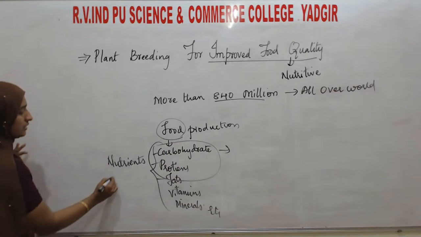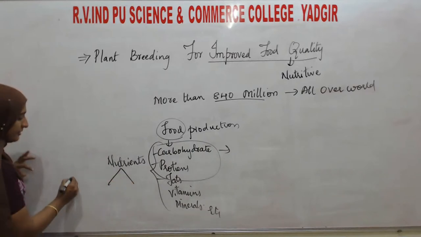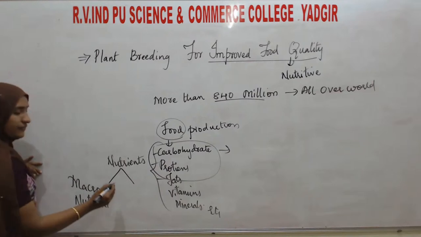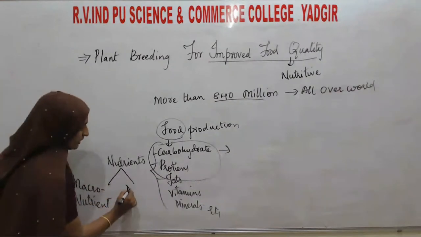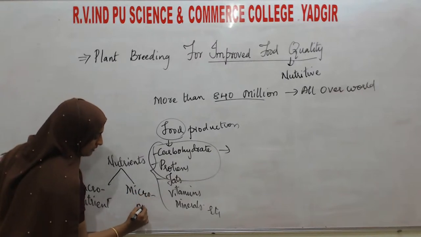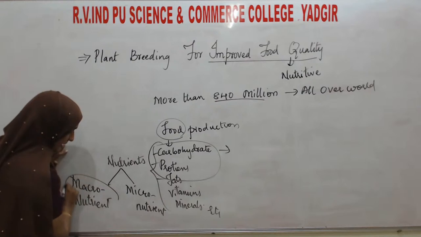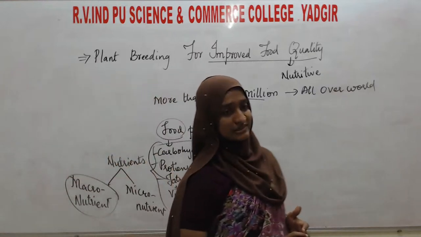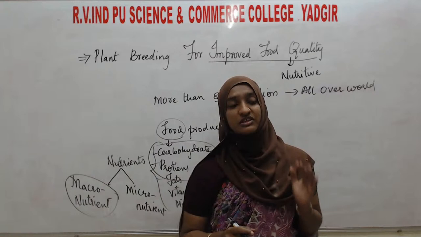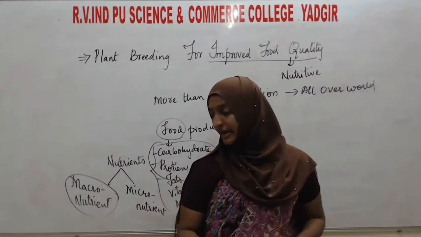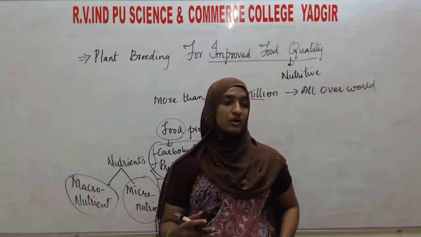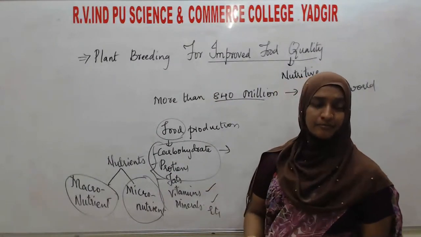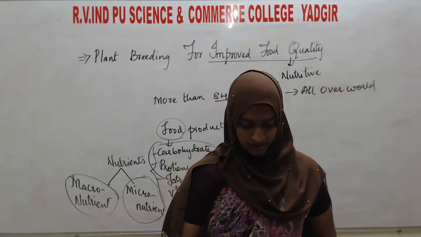Nutrients are also divided into two types. If the nutrient should be in a large quantity in the food, then it is known as the macronutrient. And if it is required in a less quantity, then it is known as the micronutrient. The macronutrients are the carbohydrates, proteins and fats. The micronutrients are required in a very low quantity, and these are the vitamins, minerals, salts, ions. All these things come under the micronutrients.